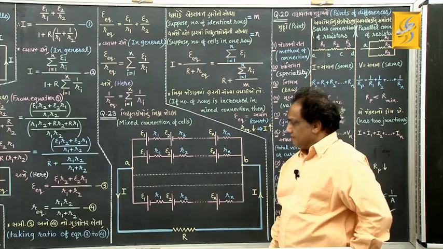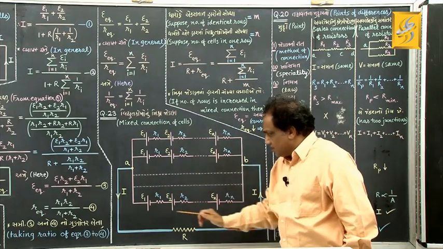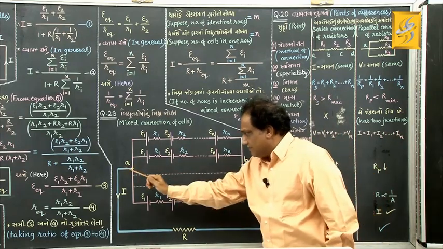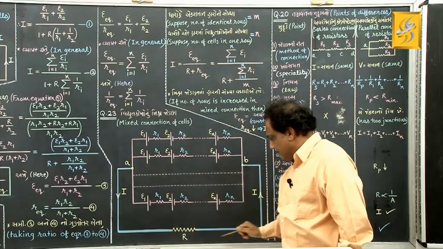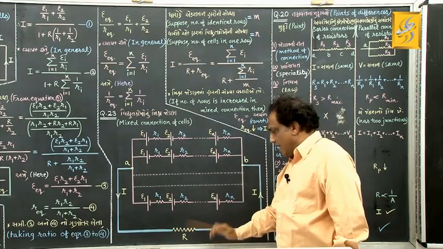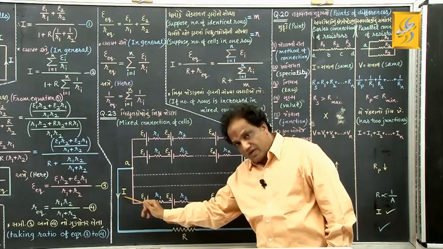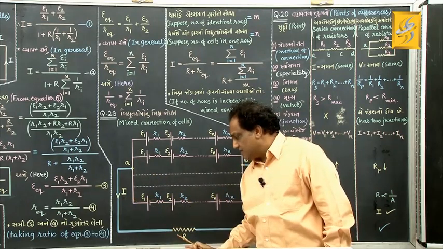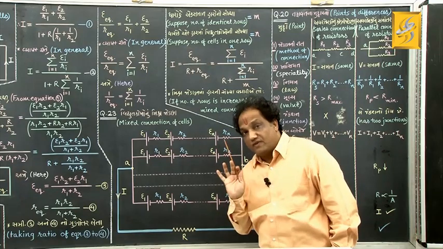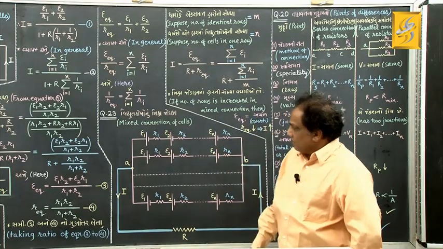Now, this entire mixed connection is connected with some external resistance. Correct? Let it be capital R, through which we are looking for current passing. How much amount of current will pass through this external resistance? That is what we have to find out.